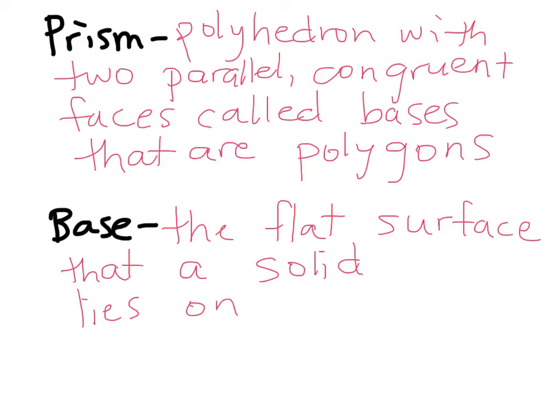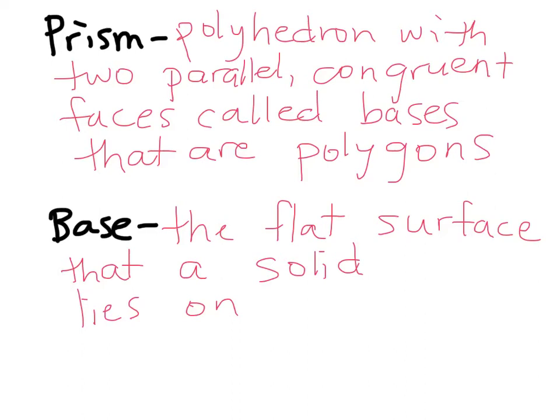The first one we're going to study is a prism. And a prism is just a polyhedron with two parallel congruent faces that are called bases, and they have to be polygons. So we have two polygons that are exactly the same, and they form our two bases, kind of like a top and a bottom, and then they're connected with polygons on the other side. Okay? A base is then the flat surface that a solid lies on.